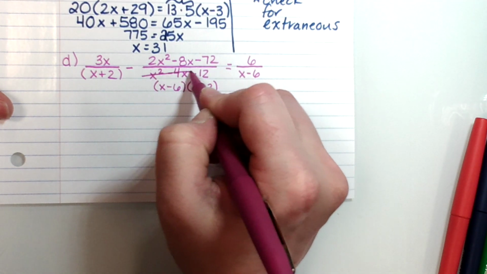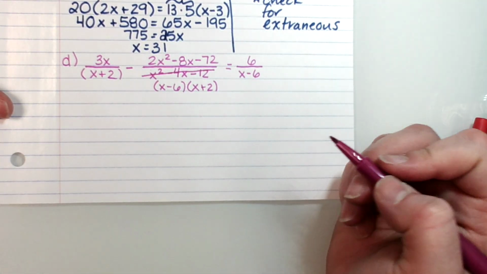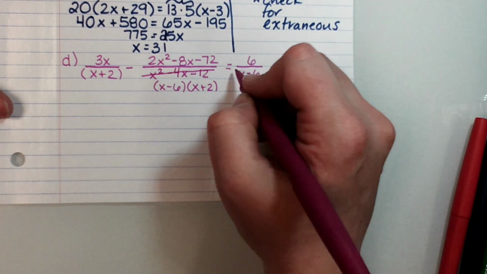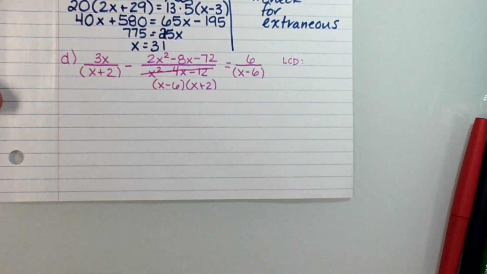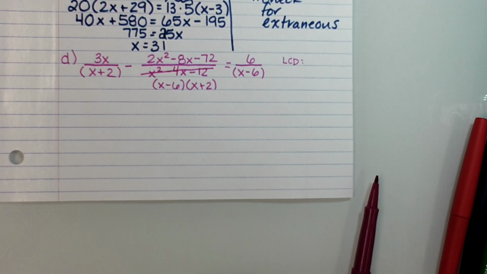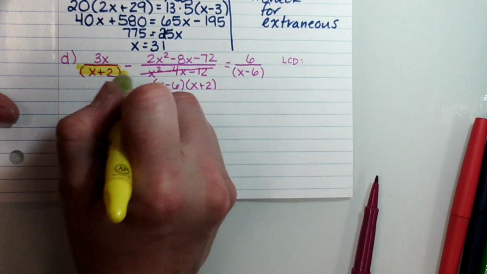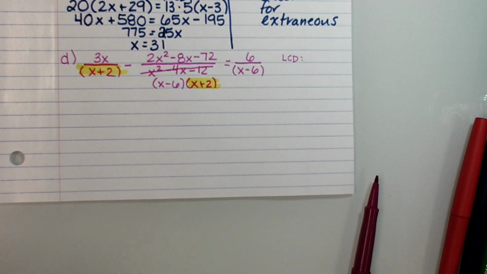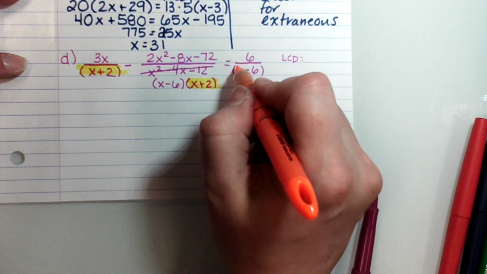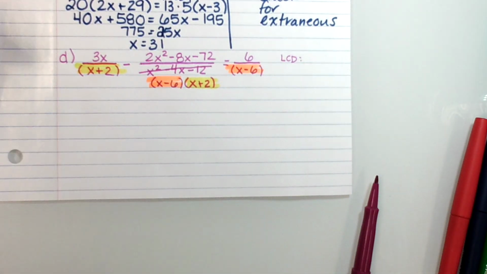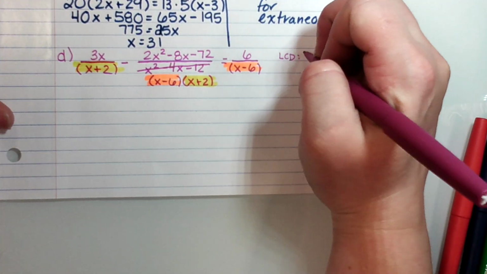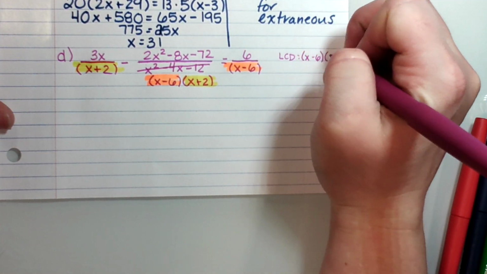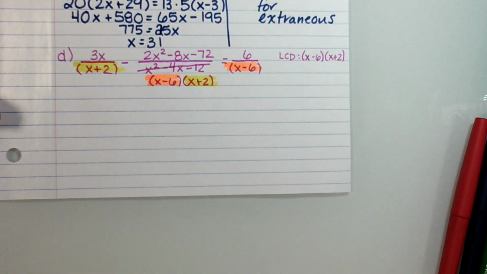Lazy me says, this is now my denominator. X minus 6. Doesn't factor. Parentheses. Do you notice the denominators have some things in common? Got an x plus 2 between these two, and an x minus 6 from these two. I just need one of each. X minus 6, x plus 2 is my LCD of all of it.